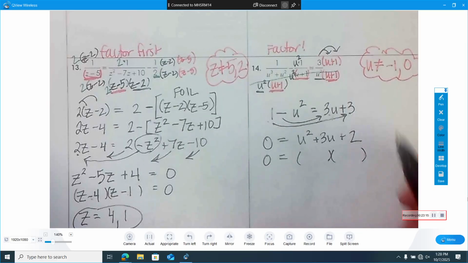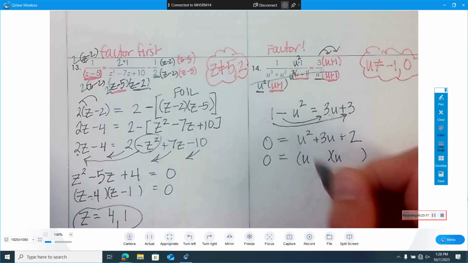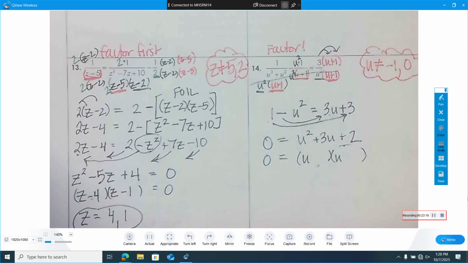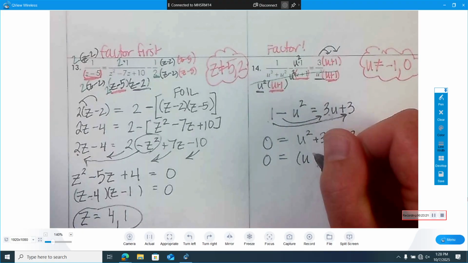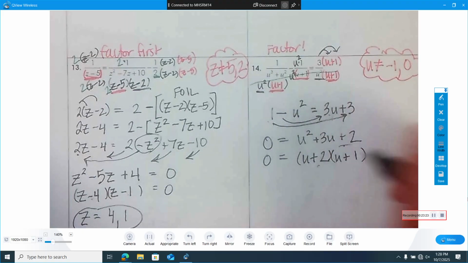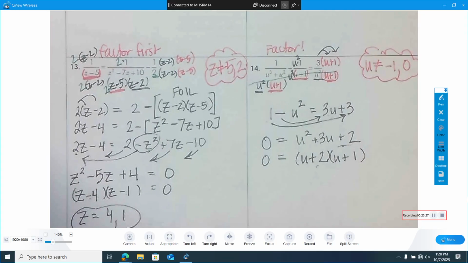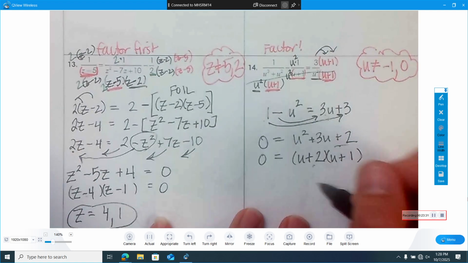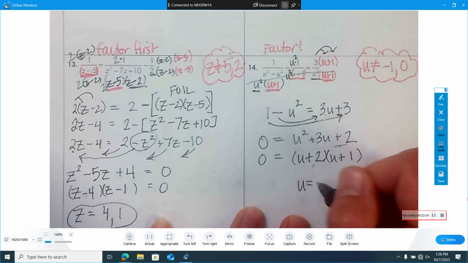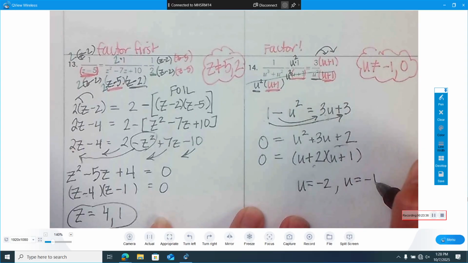Double bubble. So u times u is u squared. What times what is positive 2? 2 and 1. 2 and 1. That's going to give me a positive 3. What's wrong? Oh, you're ahead of me. Good. So u is supposed to equal negative 2, or u is going to equal negative 1.